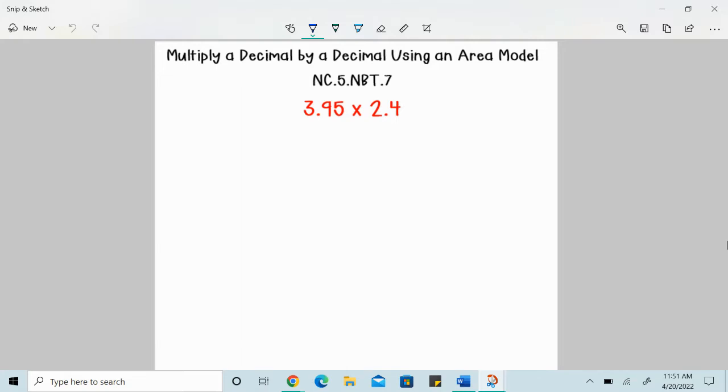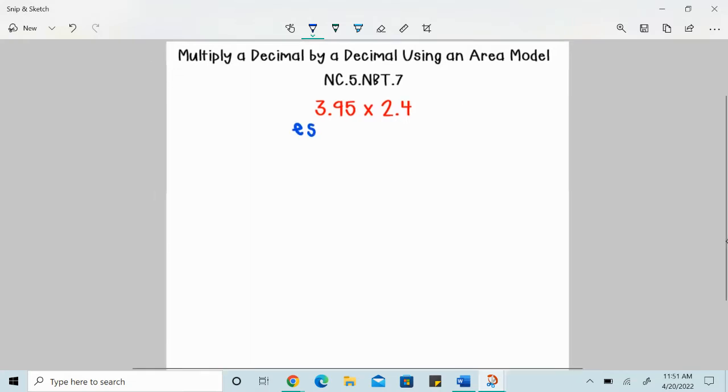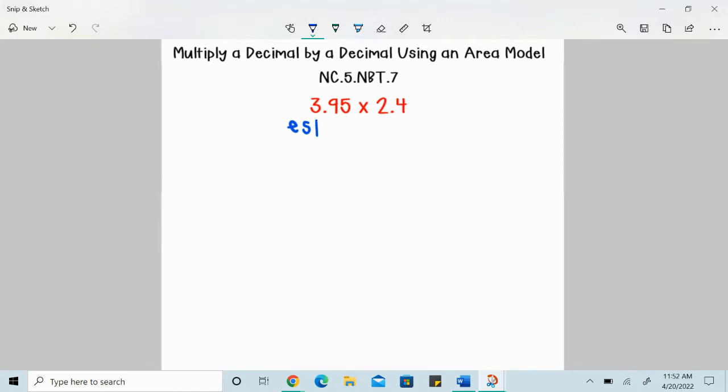Remember, the focus of this standard is to use models, drawings, and strategies based on place value to compute problems. So let's take a look at how we can solve 3 and 95 hundredths times 2 and 4 tenths using an area model. Before we begin to solve, we'll estimate so that we can determine the reasonableness of our final answer. I know that 3 and 95 hundredths is close to 4. It's just 5 hundredths away. And 2 and 4 tenths is close to 2. It's just 4 tenths more than 2 wholes. And I know 4 times 2 is 8. So our actual answer will be around 8 wholes.